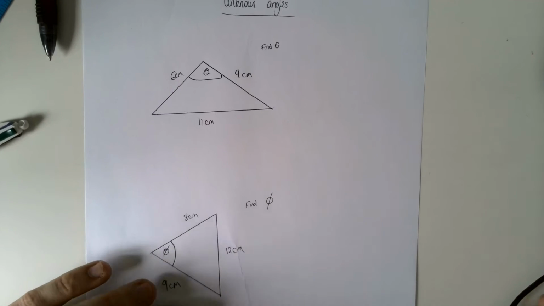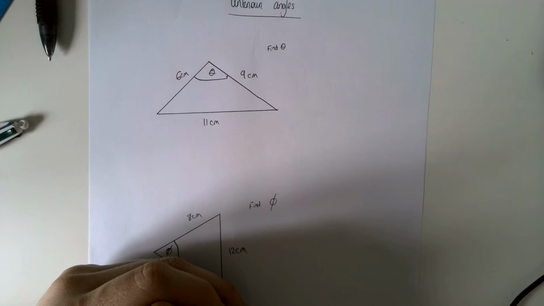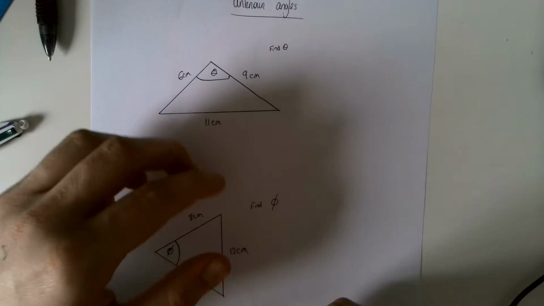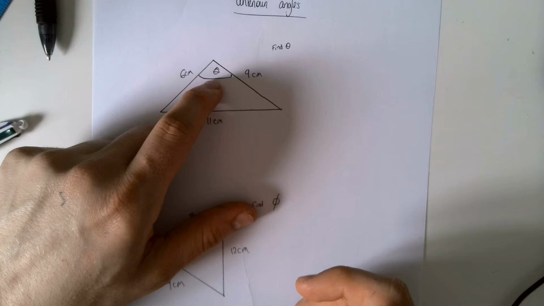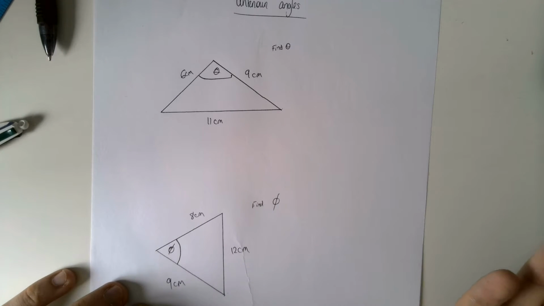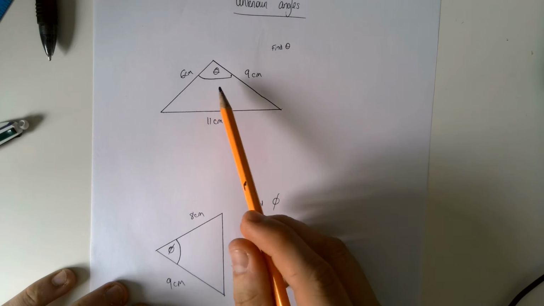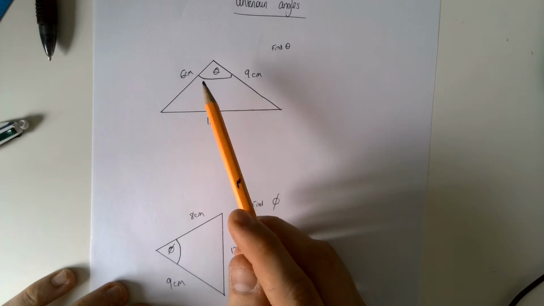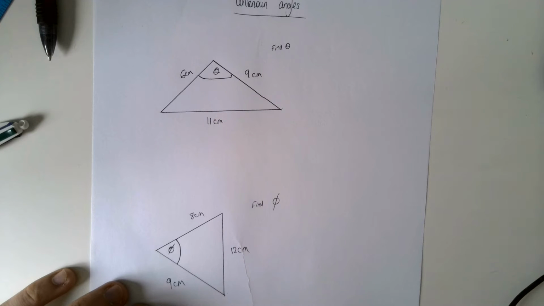So you could be asked a question like this. You're given three sides of a triangle. They're 6, 9 and 11 centimeters, and you are asked to find a particular angle. Just remember, you've got quite a lot of freedom when it comes to using the cosine rule and labeling your triangles. However, there are some useful ways of doing it, some that aren't so useful.